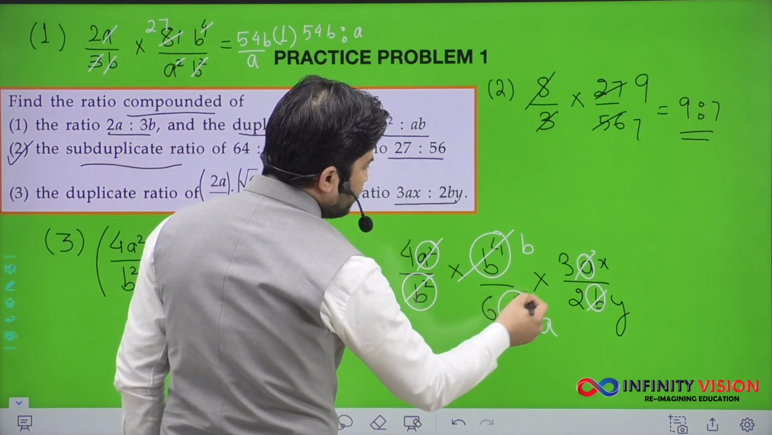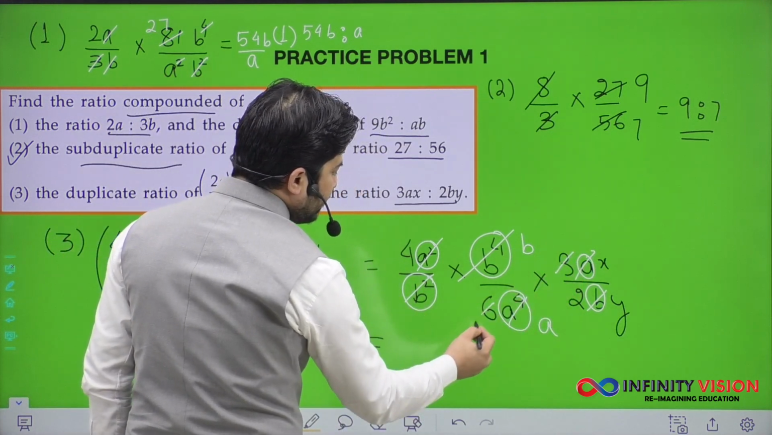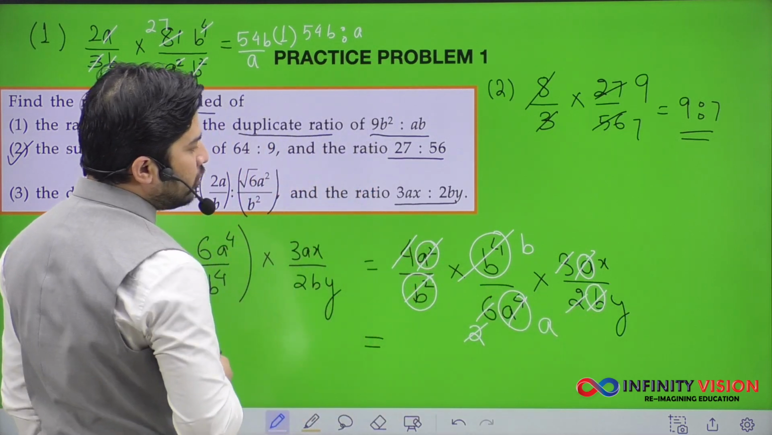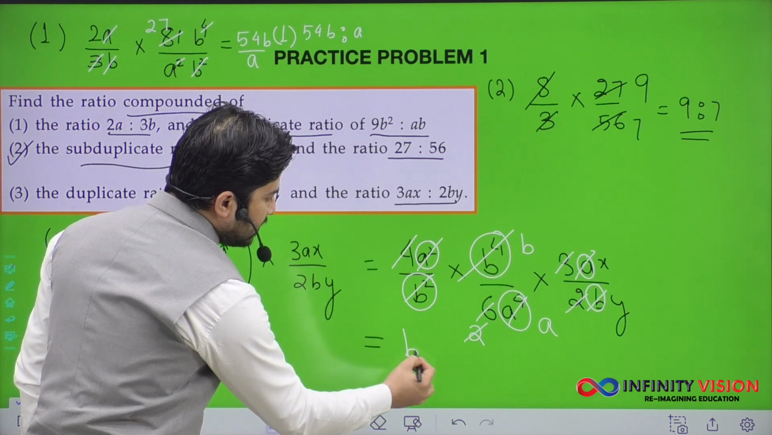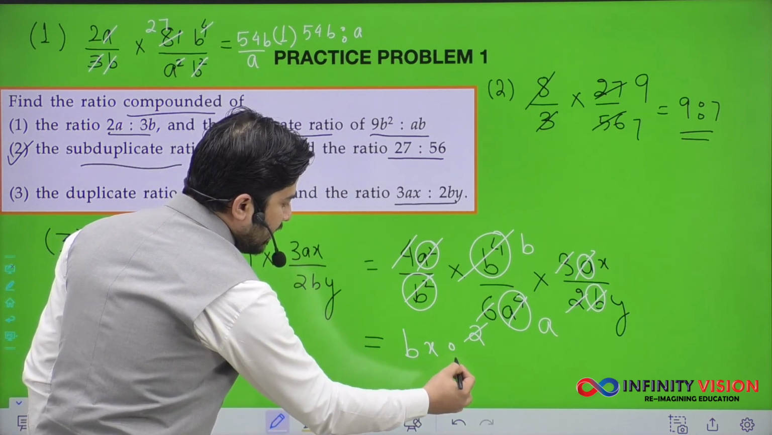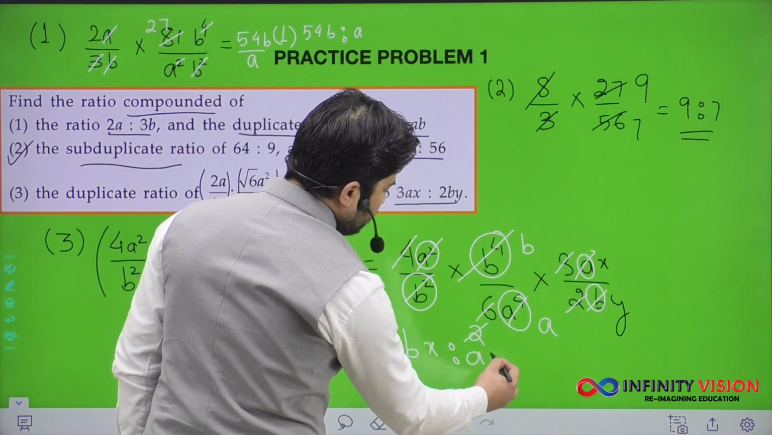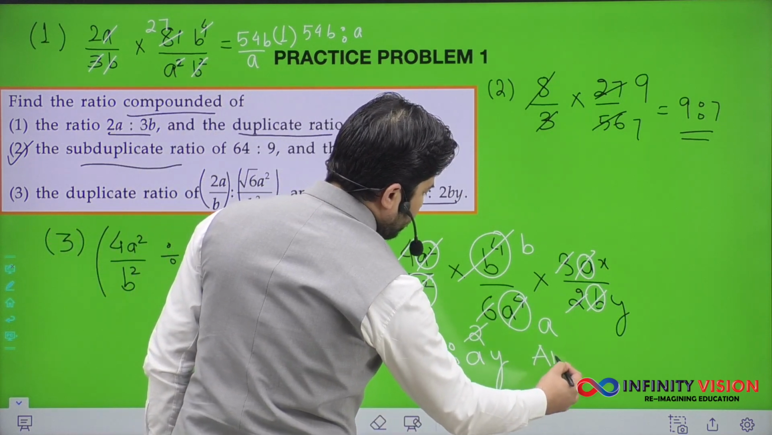Now you have 3, so it will be 2, and 2 2s are 4, that will cancel out. So what you got? You got bx in the antecedent and ay in the consequent. That would be your compounded ratio.